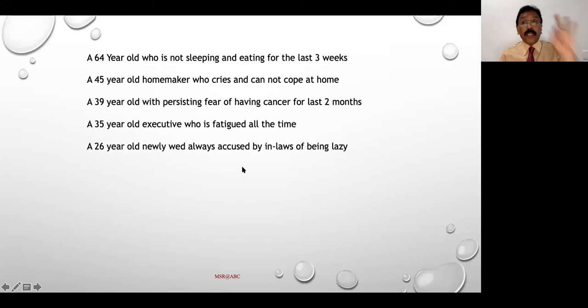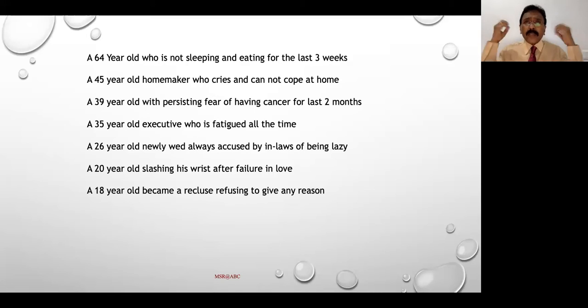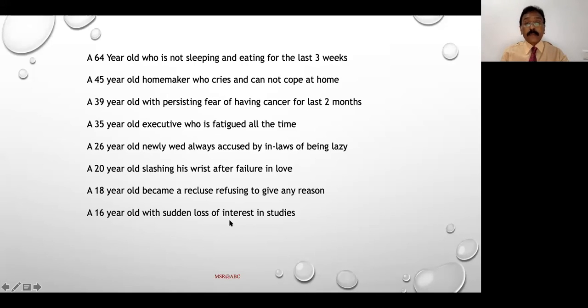These are possibilities only. But when other investigations and systemic examination are completely normal and there is this kind of symptom, we have to raise the red flag of the possibility of depressive disorder. A 20-year-old slashing his wrist after failure in love: possible, very possible. This has become a very common thing of late. An 18-year-old who becomes a recluse, an adolescent teenager. He doesn't give any reason, but he's not talking, he's locking himself inside the room, and parents are extremely worried. Possibility of that. Sudden loss of interest.